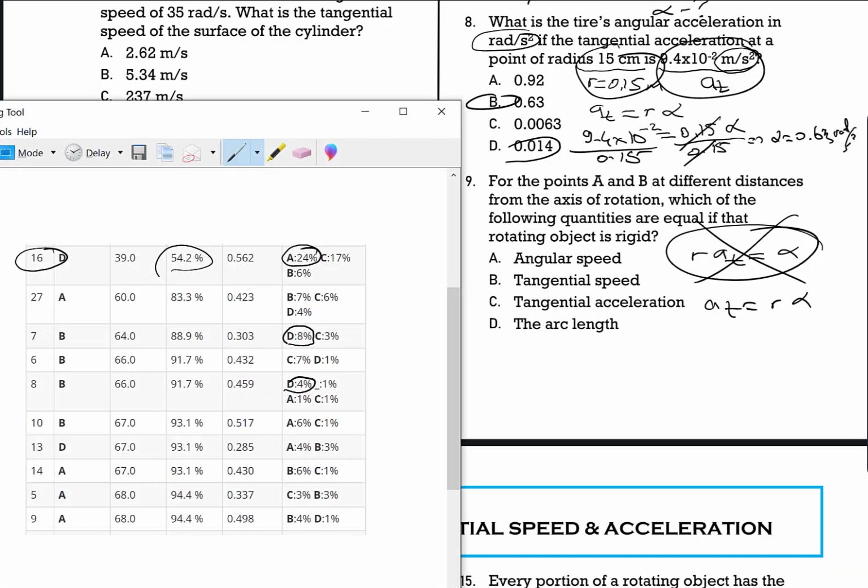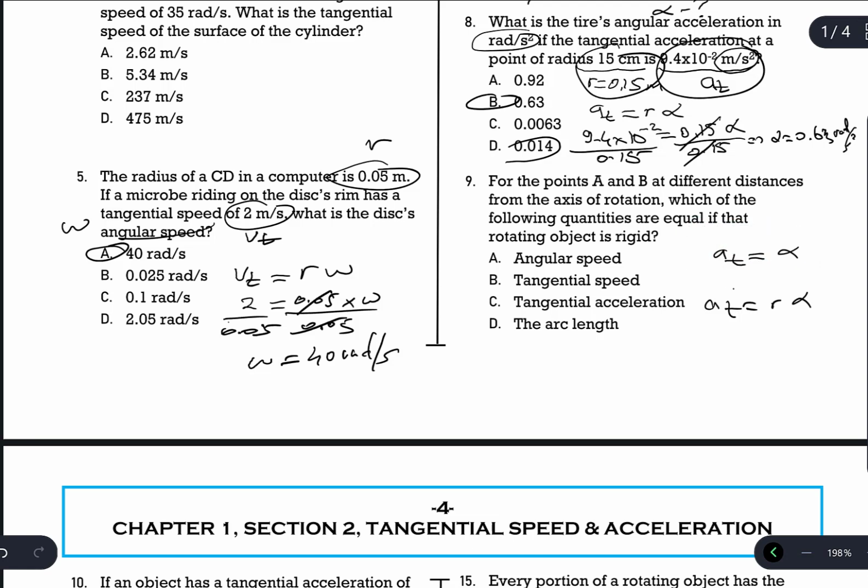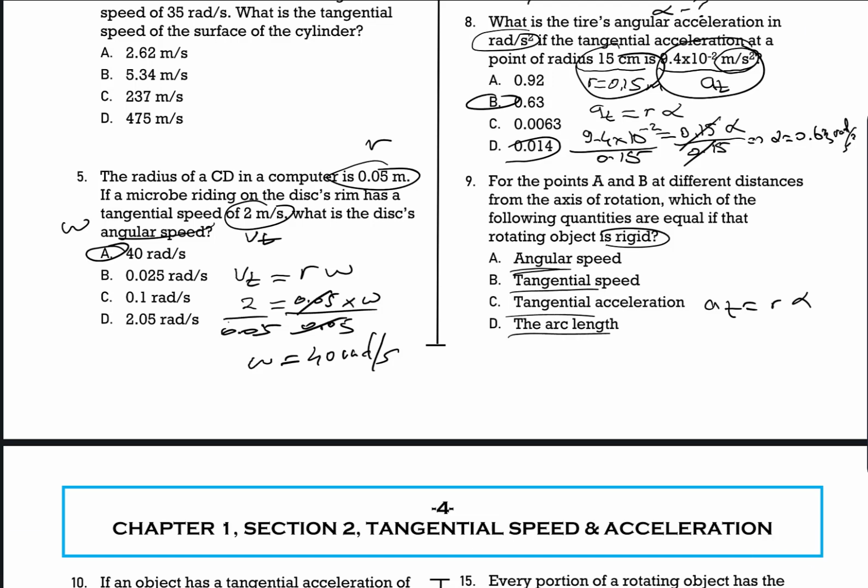And the last question is 9. Question number 9, so it is this one. Points A and B are at different distances, again different distances, from the axis of rotation, and the radii are different. Which of the following quantities are equal if the rotation is rigid? In fact, all rotational quantities are the same: angular speed, angular acceleration, angular displacement. But linear quantities, which are tangential speed, tangential acceleration, arc length, are different. So what is equal and the same for all is the angular speed.